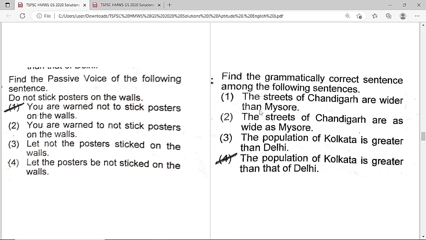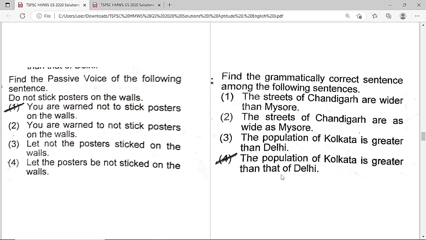So what is option A? The streets of Chandigarh are wider than Mysore. Option B, the streets of Chandigarh are as wide as Mysore. Option C, the population of Kolkata is greater than Delhi. Option D, the population of Kolkata is greater than that of Delhi. Out of these four options, option D is the grammatically correct sentence: the population of Kolkata is greater than that of Delhi.